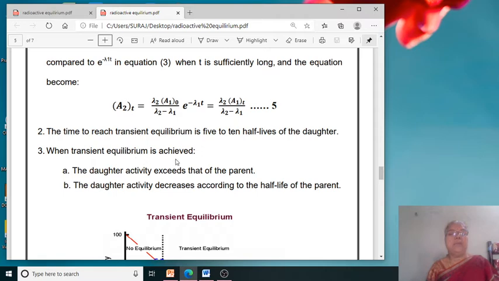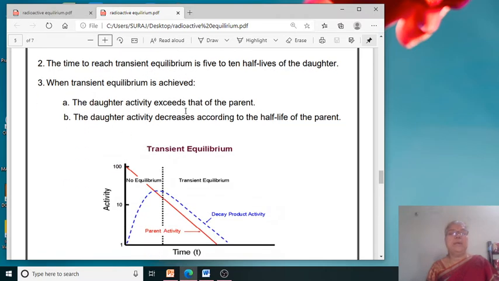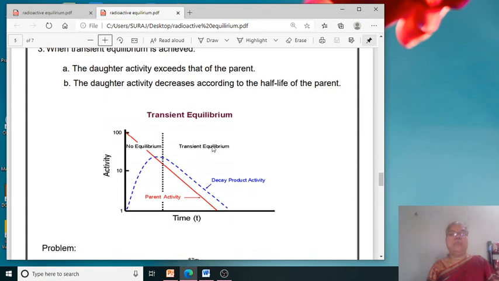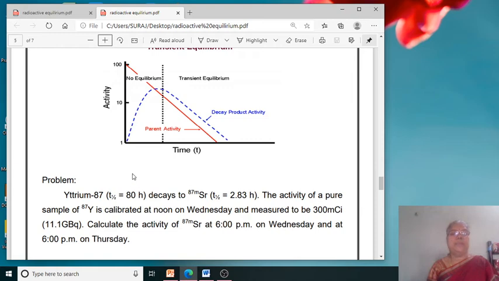When transient equilibrium is reached, the daughter activity exceeds that of the parent, and the daughter activity decreases according to its half-life. And if you plot the graph of activity versus time, the nature of the graph is like this. This red line is for parent activity, and this blue line is for decay product activity, and here there is no equilibrium. This is the graph of transient equilibrium.